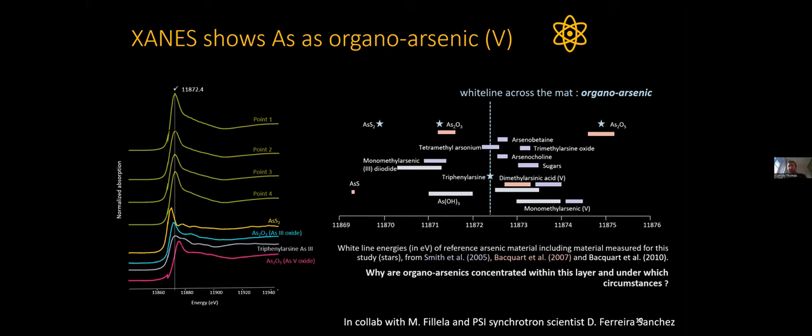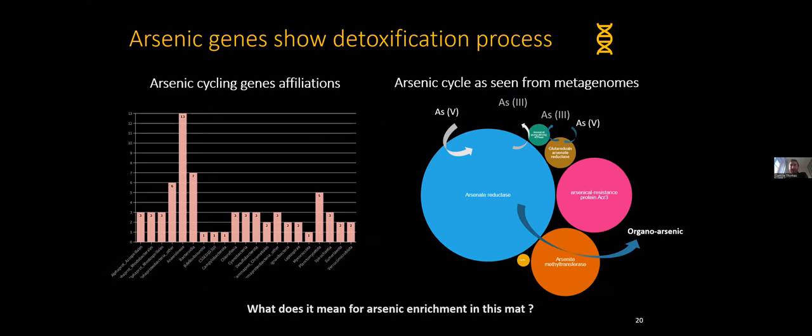So why are organoarsenics concentrated within this layer and under which circumstances? That's now the next thing we need to solve. And to do that, I'm using DNA together with my colleague Dani Ionescu. We studied the metagenomes of this microbial mat. We tried to understand which organisms were involved in arsenic cycling. And we realized that there were a whole lot of organisms that had genes associated with the arsenic cycle in this microbial mat, not just one specific species. So that's giving us a first hint.